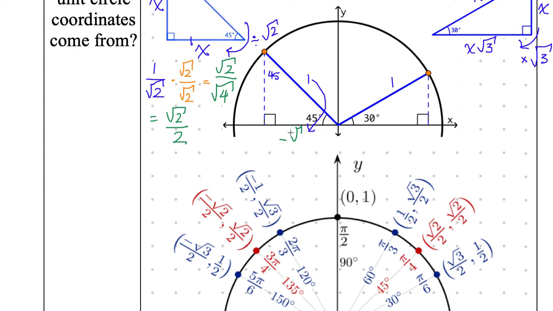And I can make my square root slightly larger, square root of 2 over 2. And because I'm going positive now in the y direction, I'm going to have a positive square root of 2 over 2. So what about our 30, 60, 90 triangle?